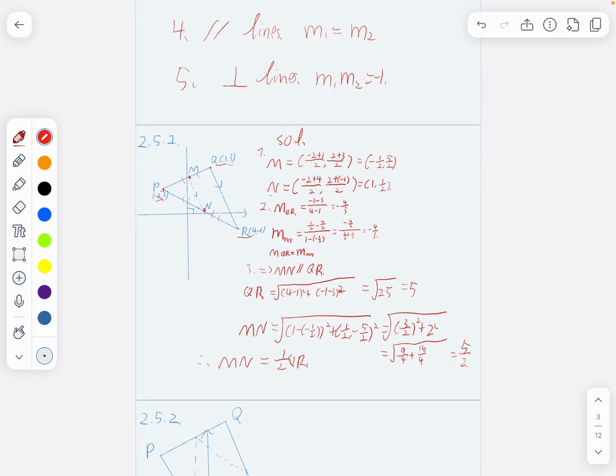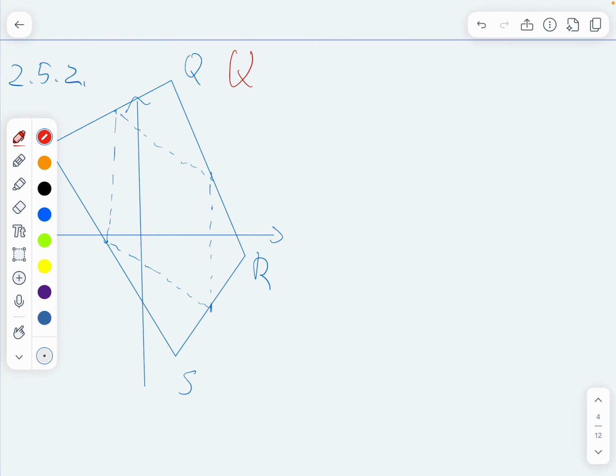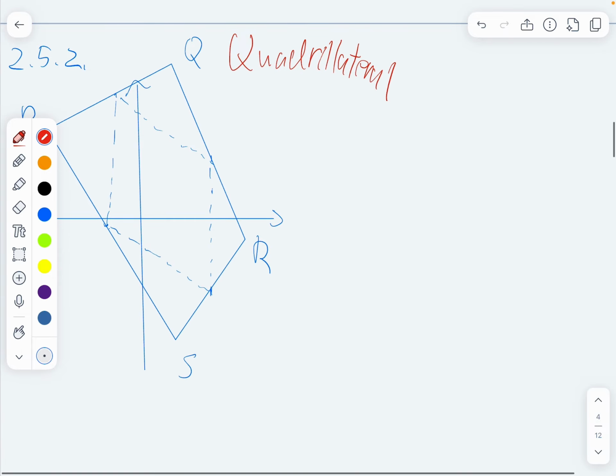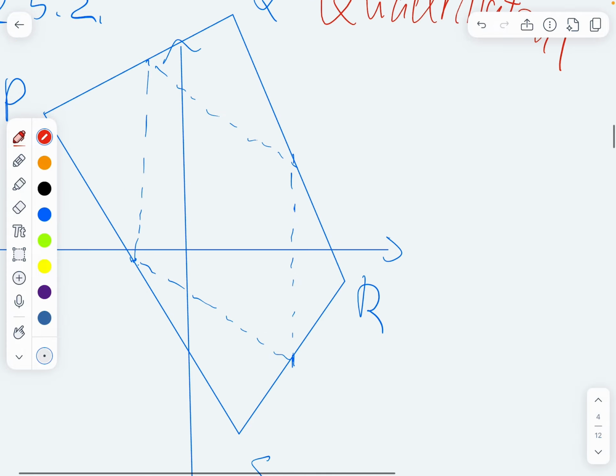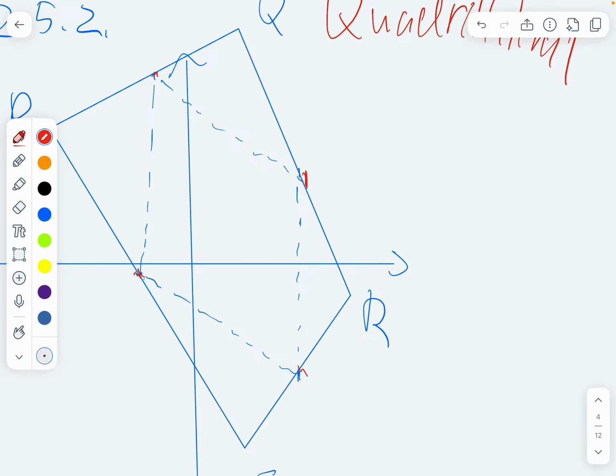Let's see the second one. We can call it the quadrilateral theorem. That means in a quadrilateral, if we connect the four midpoints of the sides, the resulting figure is a parallelogram.